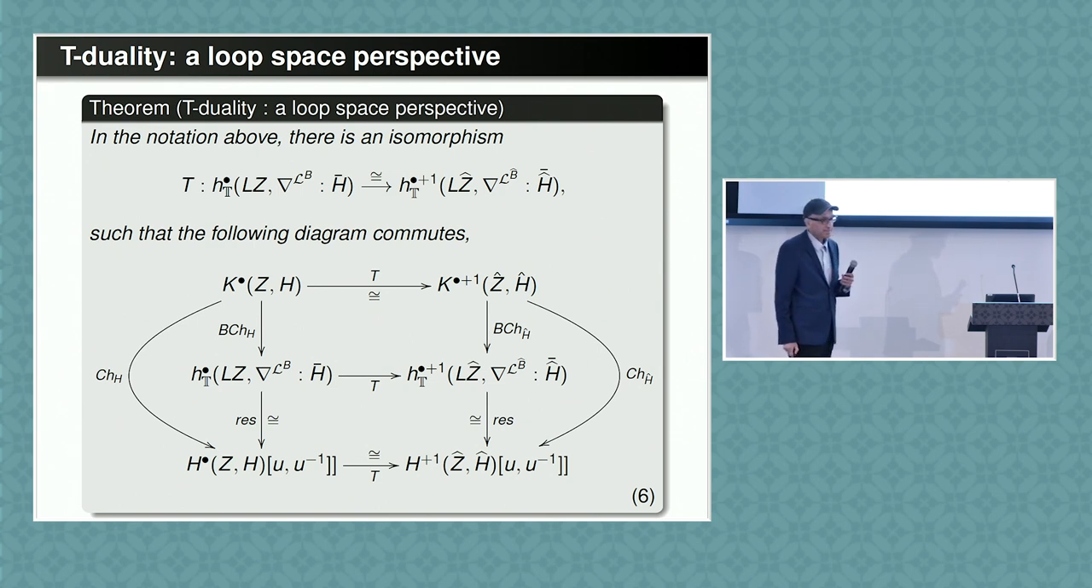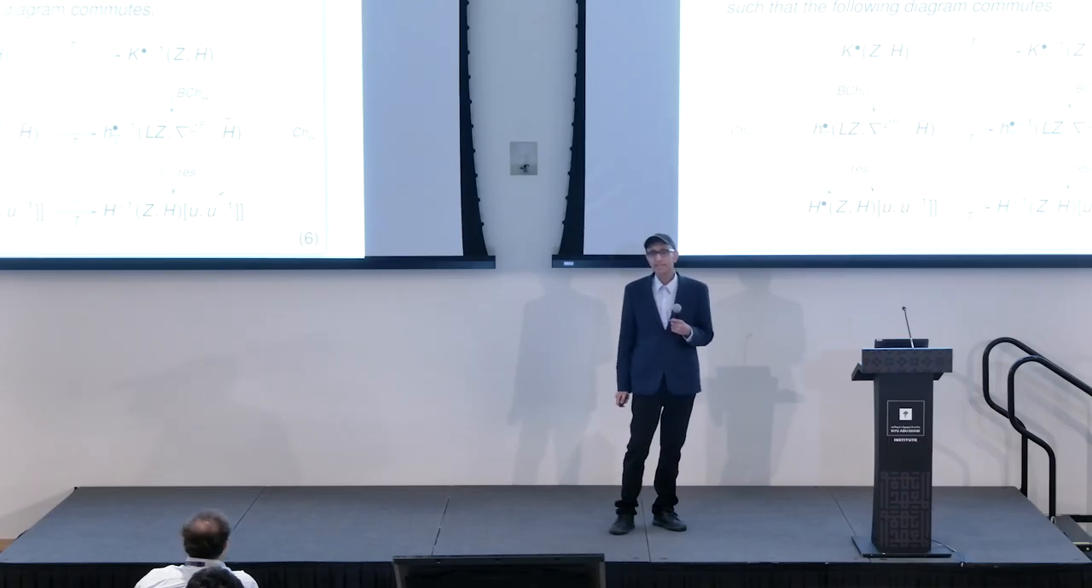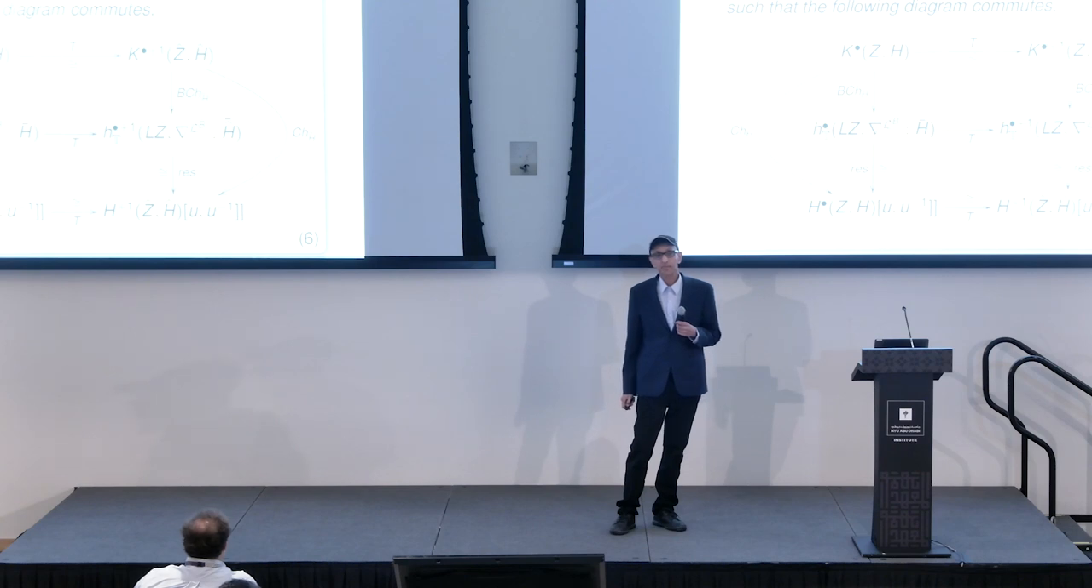You can ask, why can't I define it directly? And the problem is that this T-duality isomorphism involves integration. And here it's integration over infinite dimensional space. Somehow that poses a huge problem. But in this way, we sidestep the problem and define it.